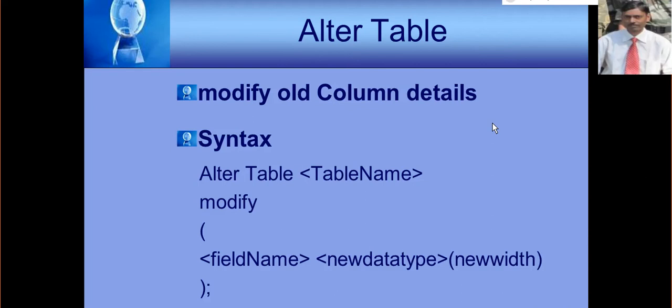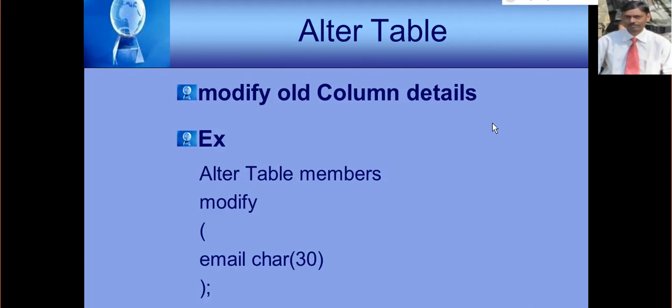What can we change? We can change only the data type of the field, and we can change the width of the field. We can't change the name of that field. Suppose that if you want to change the name of the field, in that case you have to drop that field first and then add that field again. But if you want to change the data type or width of any field, you can change it with the help of modify. Is that fine? I will show you with the example also.